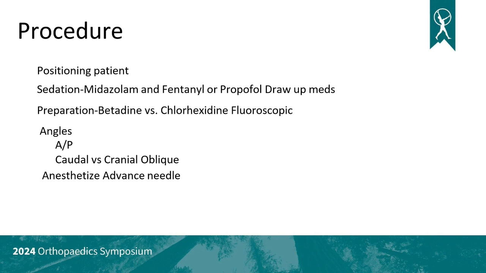Angles that we use to line up for the fluoroscope are going to be, you're going to start in your AP. You'll tilt either caudal towards the tail versus cranial towards the head. And then your oblique view, depending on the procedure as well. Next, you'll anesthetize locally, and I tend to anesthetize in the track that the needle is going to go as well for patient comfort. And then you'll advance the needle.